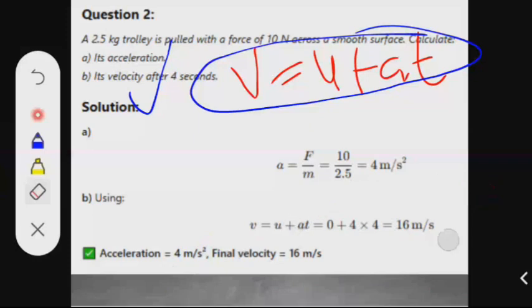This first formula is V equals U plus AT. Using the formula V equals U plus AT, we can see that's what they did. We use our U as 0, our A from the solving of question A as 4, and our time from the question as T being 4. When you add this into the formula, you'll have your final velocity to be 16 meters per second. So this will be the final velocity of the object.